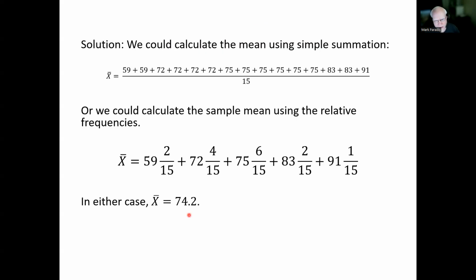Whichever way you do it, it's not going to make a difference. It's just that if you have a lot of repeated values, this could be quicker. So 59 times 2 over 15, plus 72 times 4 over 15, plus 75 times its relative frequency, plus 83 times its relative frequency. This will give us the exact same thing as the other way.